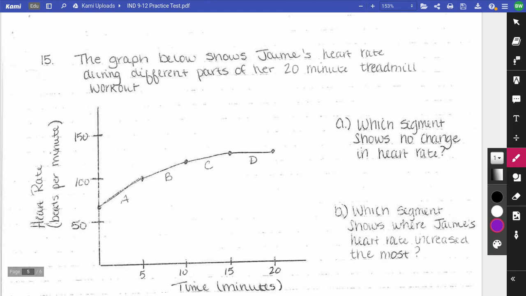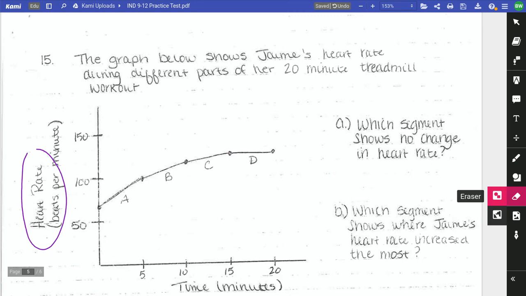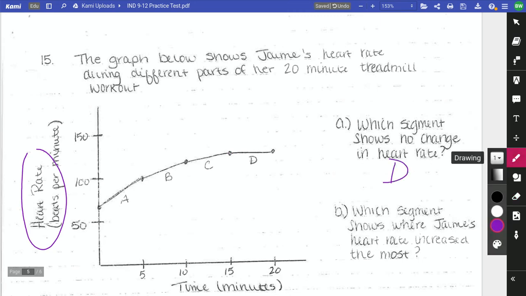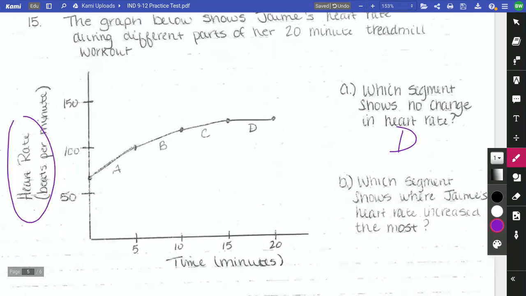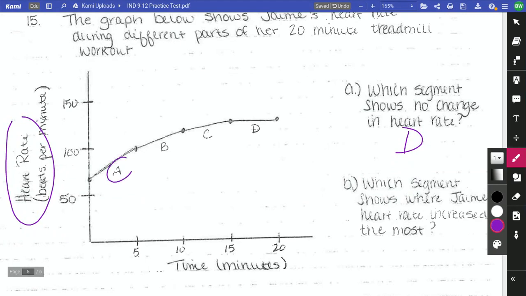Which segment shows no change in heart rate? Okay, so which is that? We want the one where the heart rate does not go up or down. Remember, this heart rate is our y-axis. So that's where the heart rate is flat. So that's right here, which is D. Okay, and then they say which segment shows where Jamie's heart rate increased the most? That is just the steepest slope. Okay, that's where it increased the most. So we look at that, and that's A, right? That's where it's steepest, so that's A.